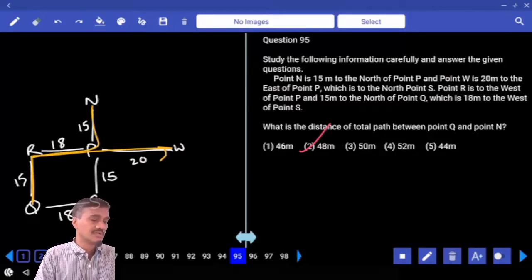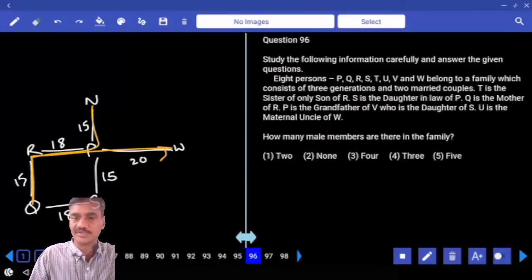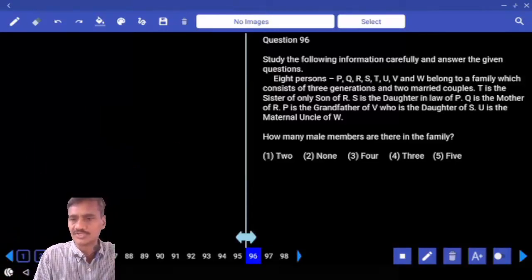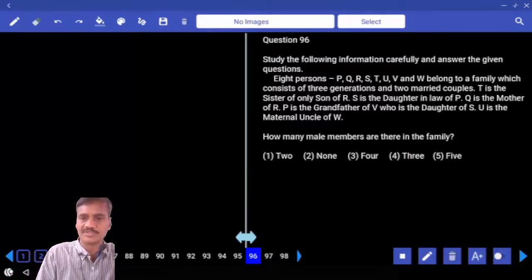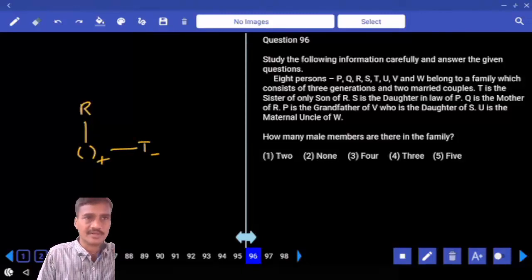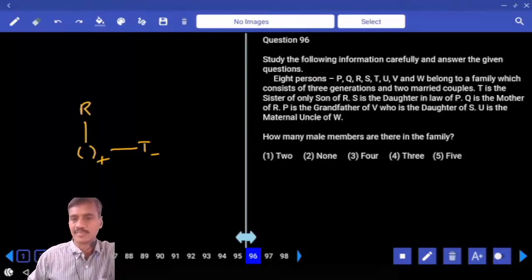Then next one, 96 to 100. Now 96 to 98 is based on which category? Blood relation. In this blood relation, which consists of 3 generations and 2 married couples, T is the sister of only son of R. Now R has only one son and T is the sister of that person.